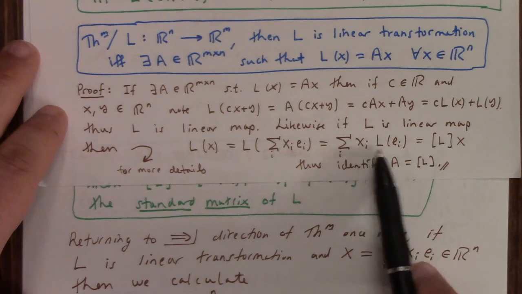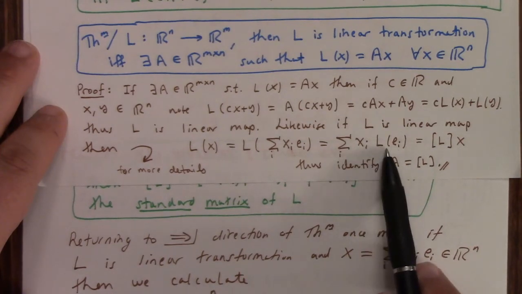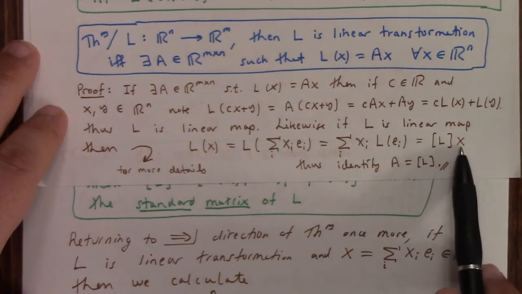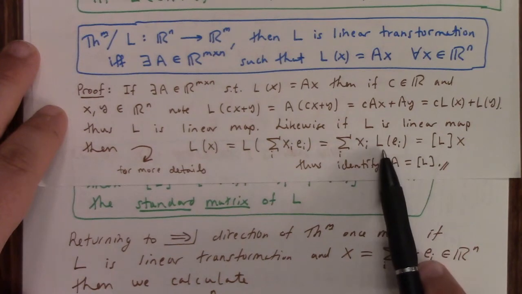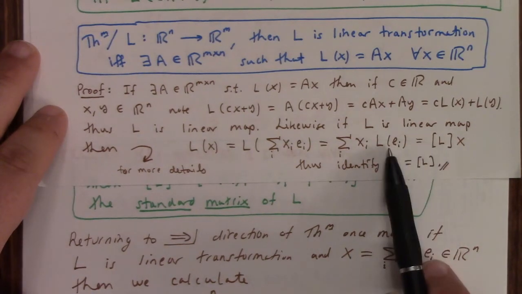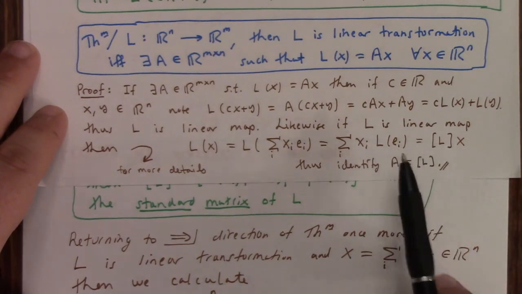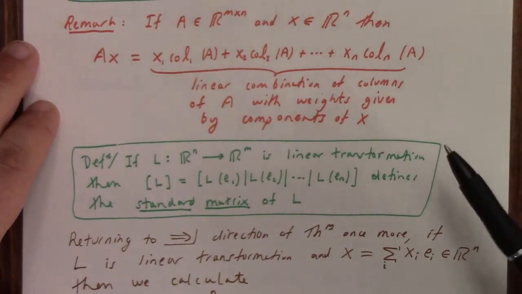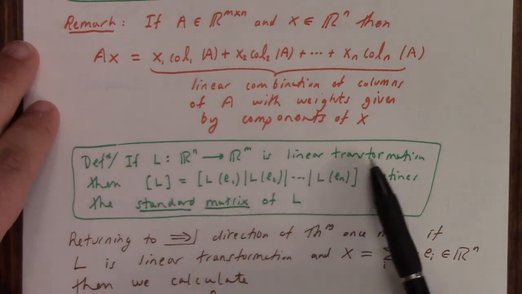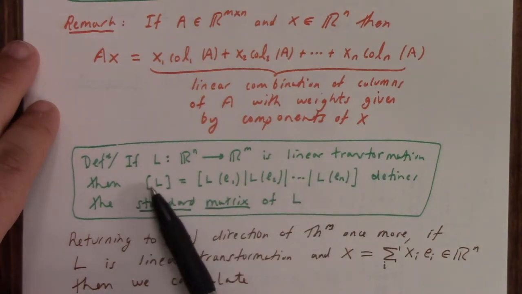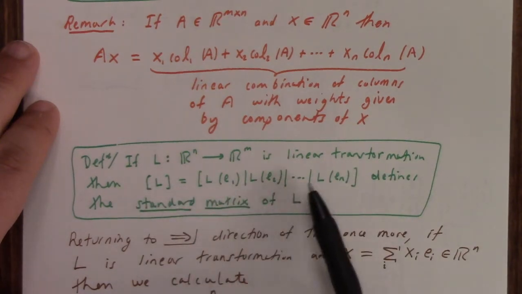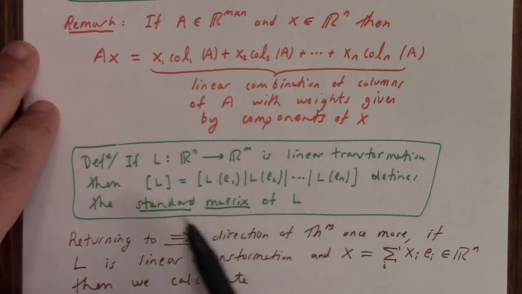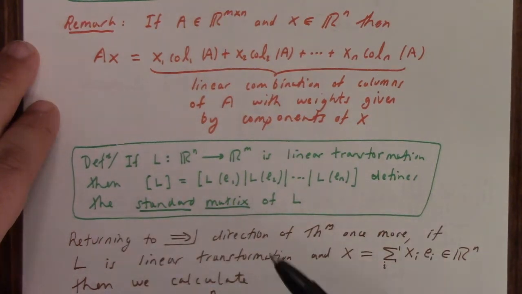So this is exactly the product of a matrix times x, and that matrix has the first column as L of E1, the second column is L of E2, and so forth. And that is in fact how I've defined the standard matrix of a linear transformation. Bracket L is L of E1, L of E2, through L of En. This defines the standard matrix of L.